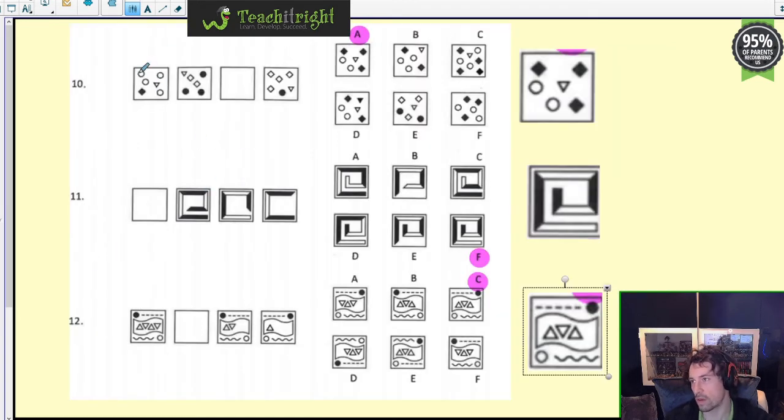Looking at this one, we've got 4 white circles, then 3 black circles. So I'm guessing we need to have 2 circles, and they're probably white. I'm guessing circles are alternating black and white. So I want to have 2 white circles somewhere.